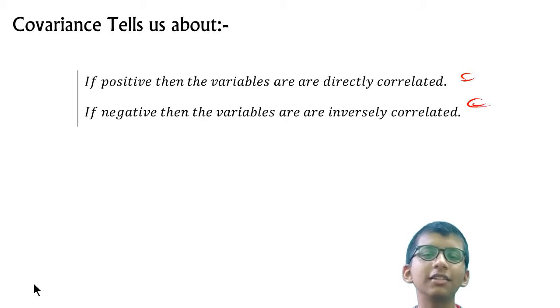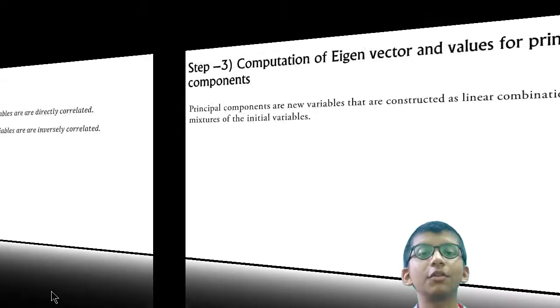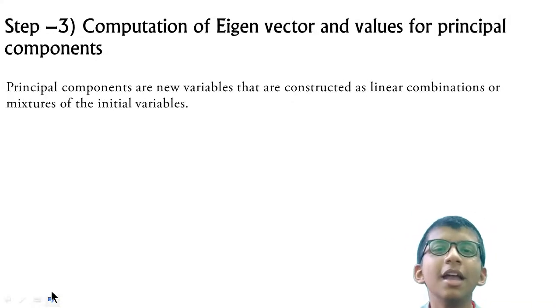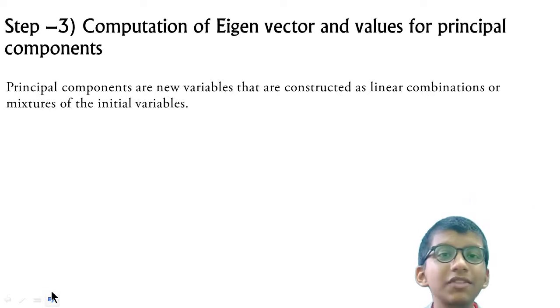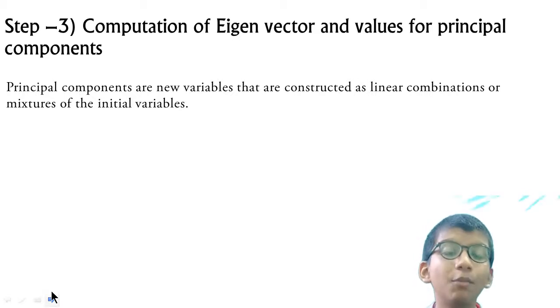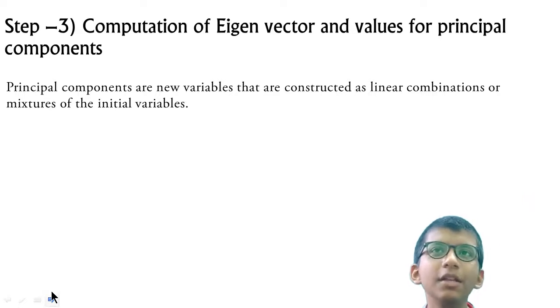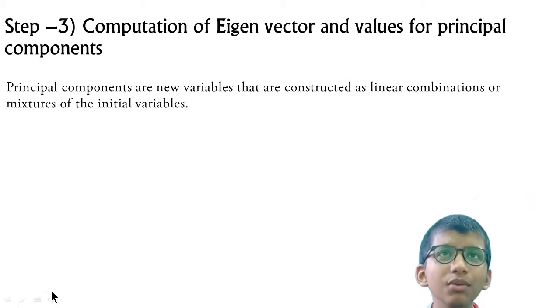Till now we have done around two steps. Now let's go on to step number 3. We have standardized the data and computed the covariance matrix. Now it's time for computing the principal components. We'll talk about principal component analysis in just a second. What we'll do is compute the eigenvectors and eigenvalues for the principal components.